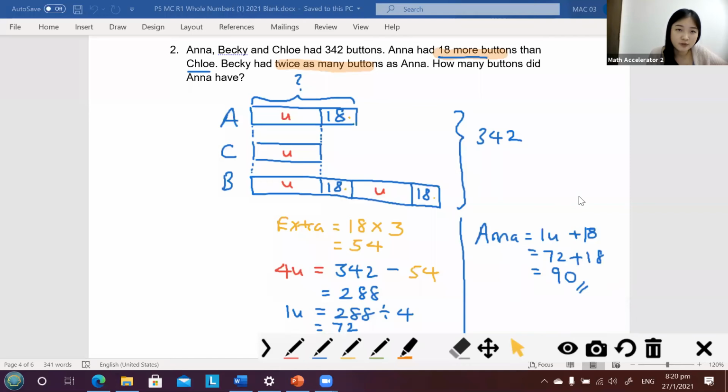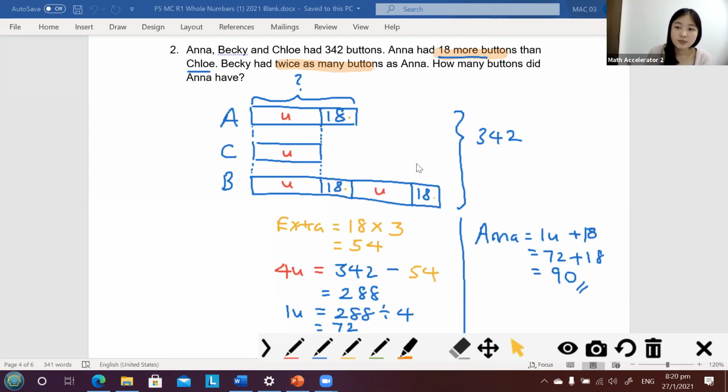Then what if they ask you for Becky? Then what should you do? What if they ask you for Becky instead? After you found your 1 unit, what should you do with the 1 unit? Okay, you can take 90 times 2 because she's twice. Otherwise you can take 72 times 2, then plus 18 plus 18. Yes, correct. So you plus 18 plus 18.